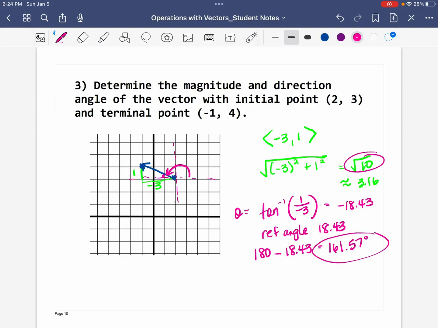Once you got the components, you could have regraphed this down at the origin if that helps you. Negative 3, 1 would have been this angle here. And if that helps you understand the angle a little bit better, that's fine. You also can do what I did and draw in the little axis at the initial point, and then that will help you get a visual for your direction.